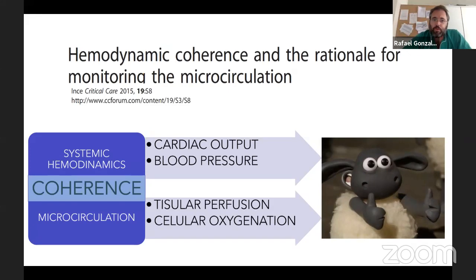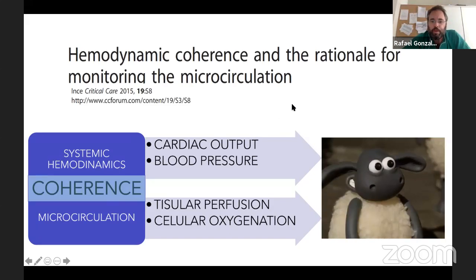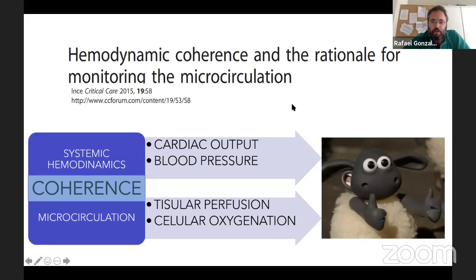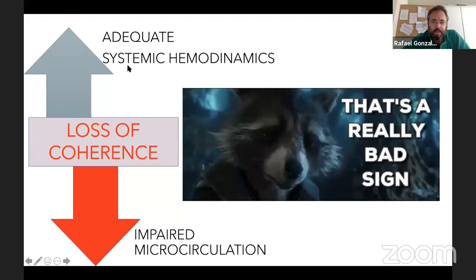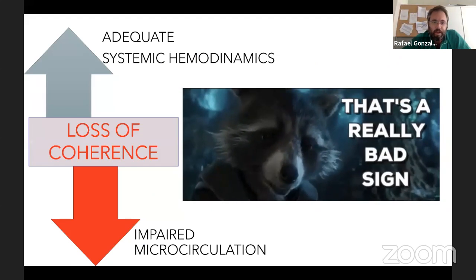I would like now to introduce this concept of coherence in the microcirculation. Coherence means that systemic hemodynamics and microcirculations are coupled. If we get an improvement in cardiac output and blood pressure, we also get an improvement in cellular oxygenation and tissue perfusion. But the opposite, the loss of this coherence, can be a really bad sign.